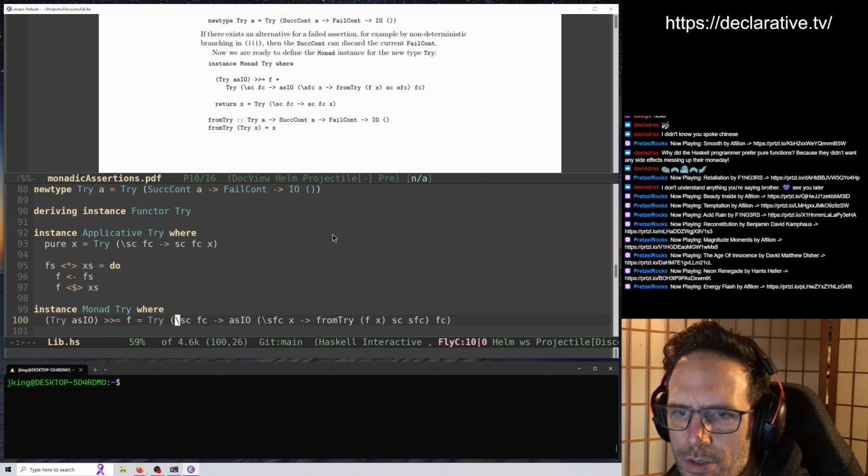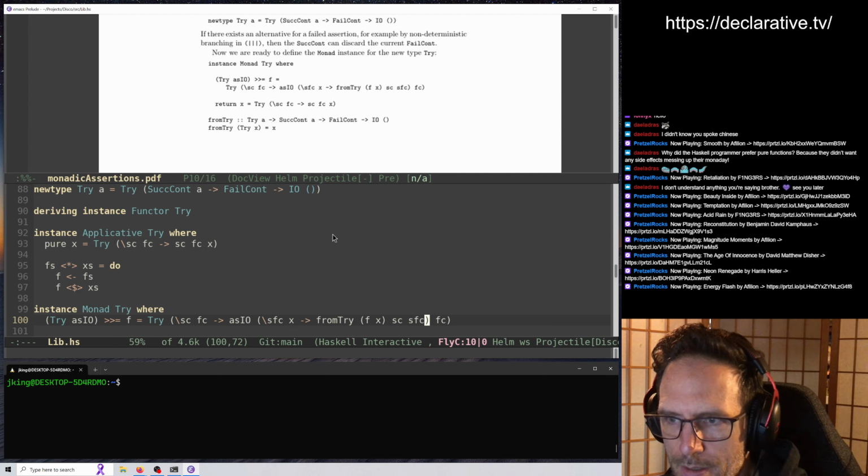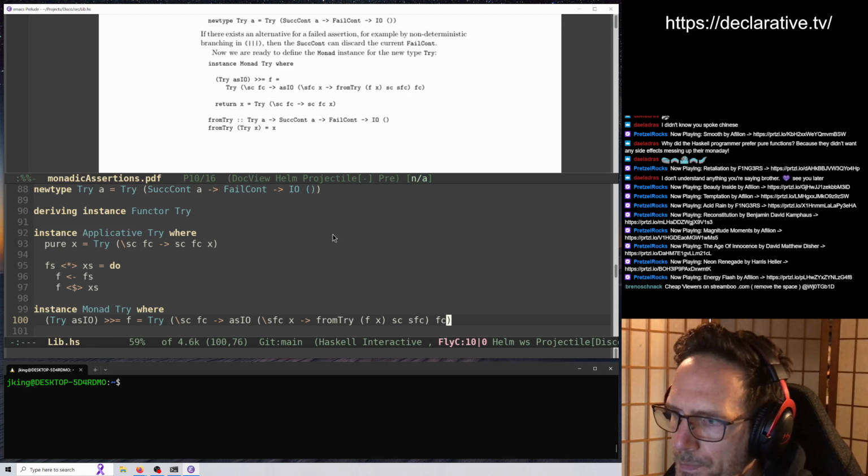So if we try to construct such a try, we take the success condition and those as parameters, yeah. And we call as IO, remember this function up here, with our new success continuation from try f of x, sc, sf, and a new fail continuation. So I guess that's what they mean by sfc. The success's fail continuation. There.